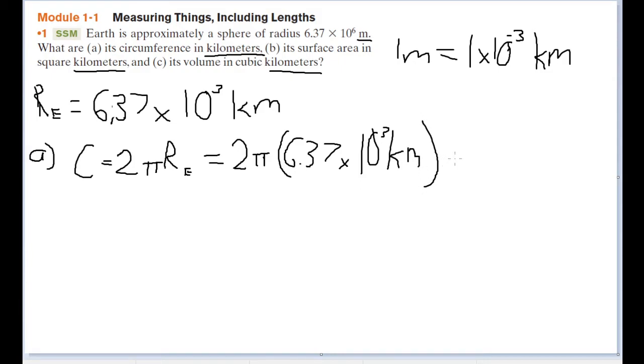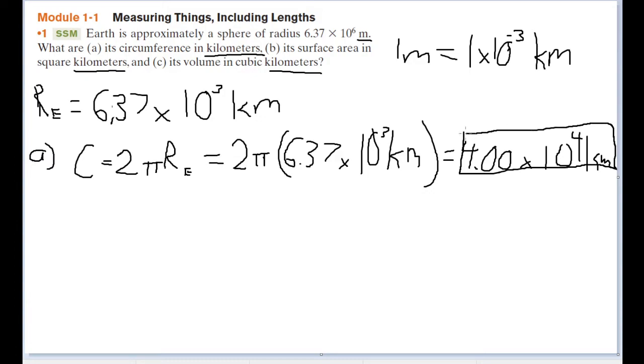And if you plug this into a calculator, the answer you get is going to be about equal to 4.00 times 10 to the 4 kilometers. Now, the 4.00 thing, I am rounding a little bit. You get a slightly more precise value if you plug it into your calculator.